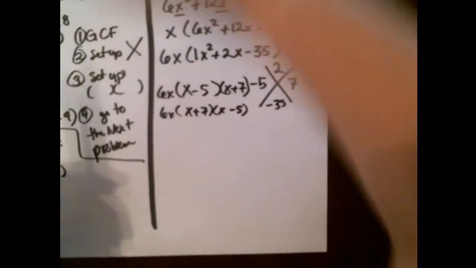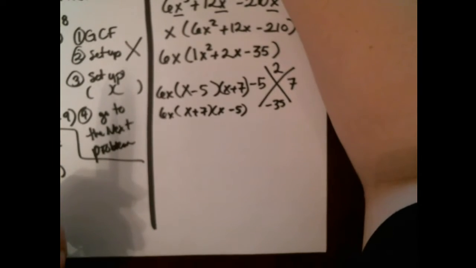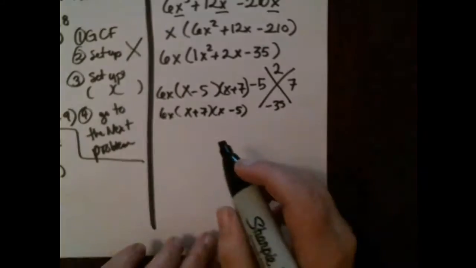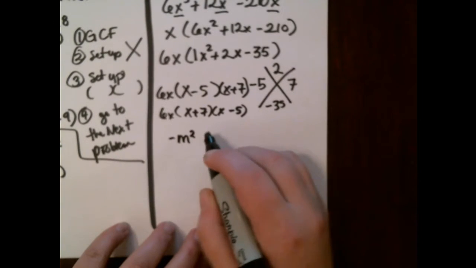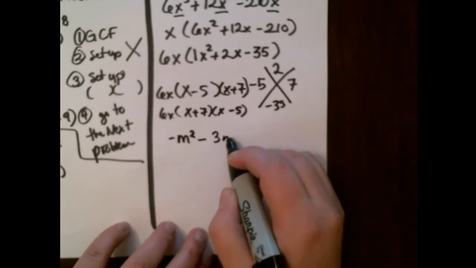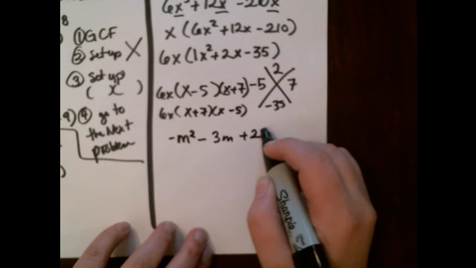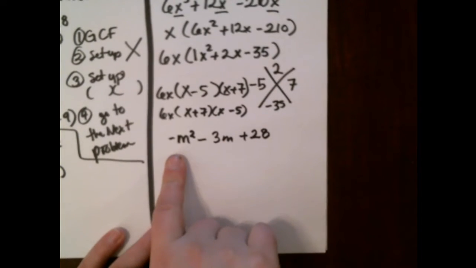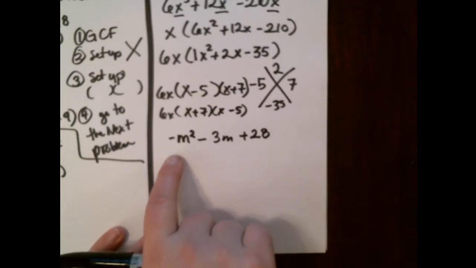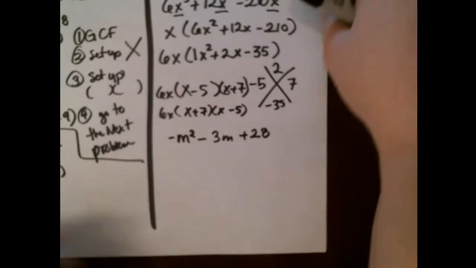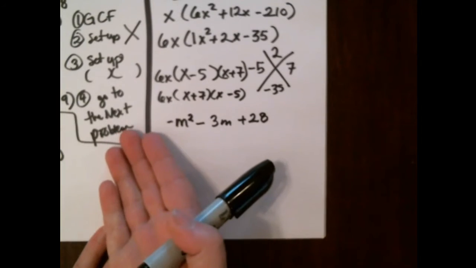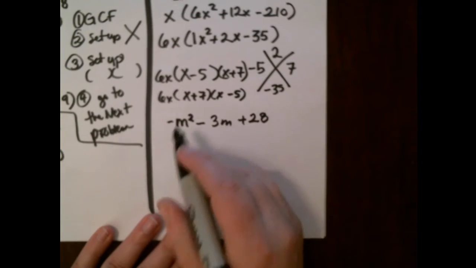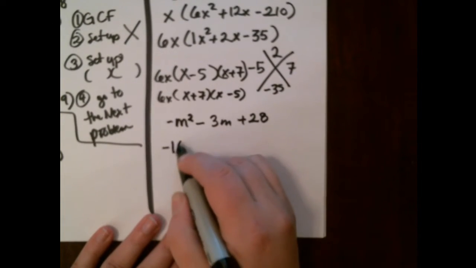Let's do one last one that I'm finding most people are getting stuck on. Let's say that you have a negative m squared minus 3m plus 28. That negative in front is what's messing you up. You cannot have a negative in the front and use the x method. We have to factor out a negative from every single term. And what that looks like is taking a negative 1 out.